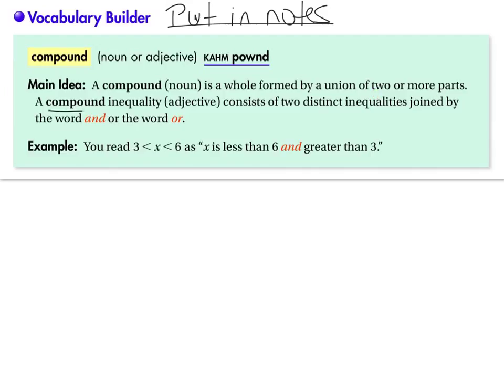A compound inequality, which is an adjective, consists of two distinct inequalities joined by the word and or the word or. For example, you read 3 is less than x is less than 6 as 3 is less than x and x is less than 6. You may also read it as x is less than 6 and greater than 3.